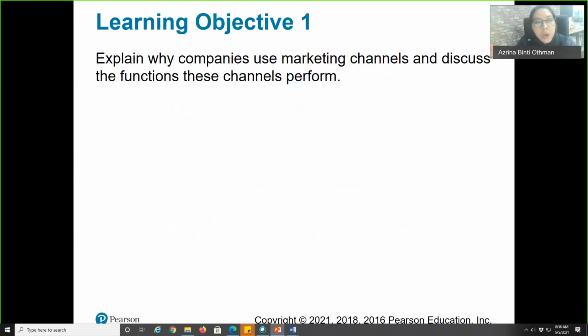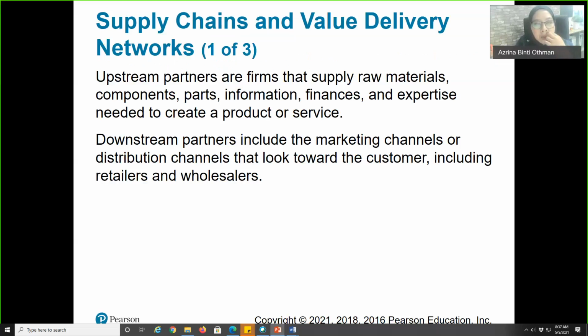Okay. So we need to explain why companies, why entrepreneurs use marketing channels, and we need to discuss what their functions are, right? So we have two partners here where we are talking about supply chain, value delivery networks, okay? There are two partners. The first one is upstream partners. The second one is downstream partners. Upstream partners are firms, companies, or organizations that supply raw materials, components, parts, information, finances, and expertise needed to create a product or offer a service, okay? So this is what we categorize as upstream partners.